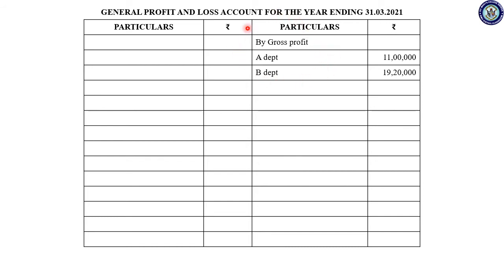the general P&L account starts with the net profit. If you are preparing the general P&L account from the departmental trading account, then it is gross profit. So you write the gross profit of A department as well as B department.